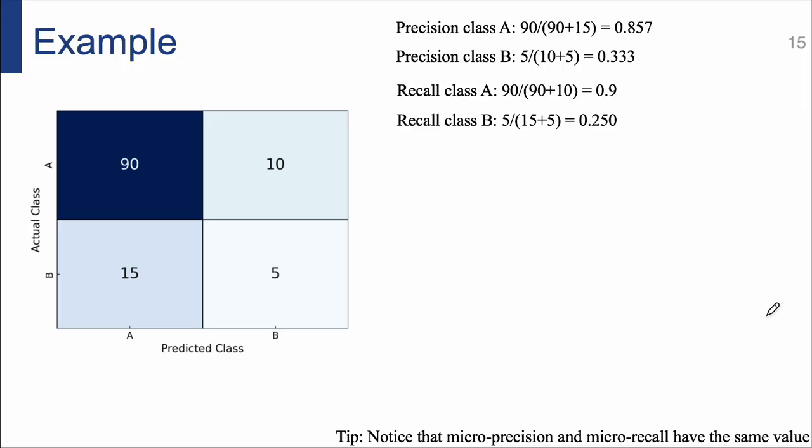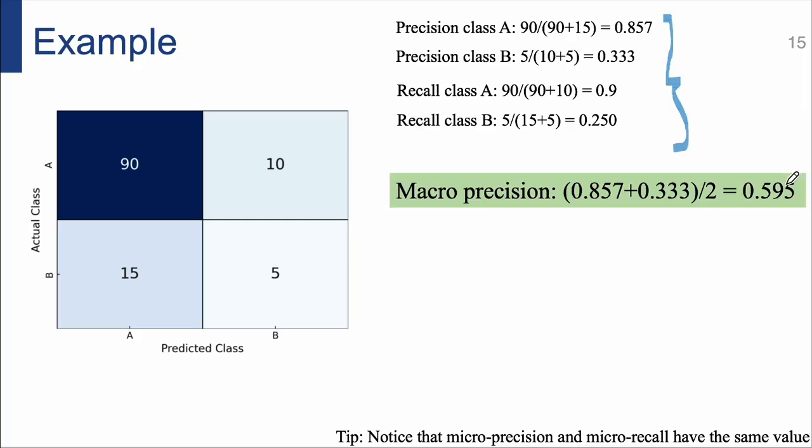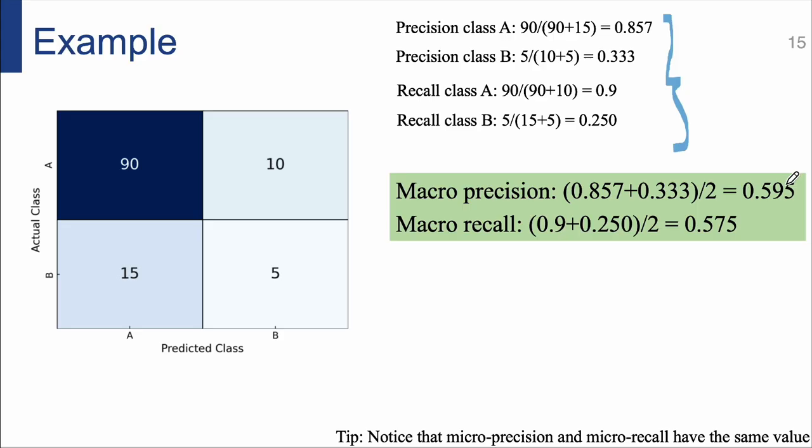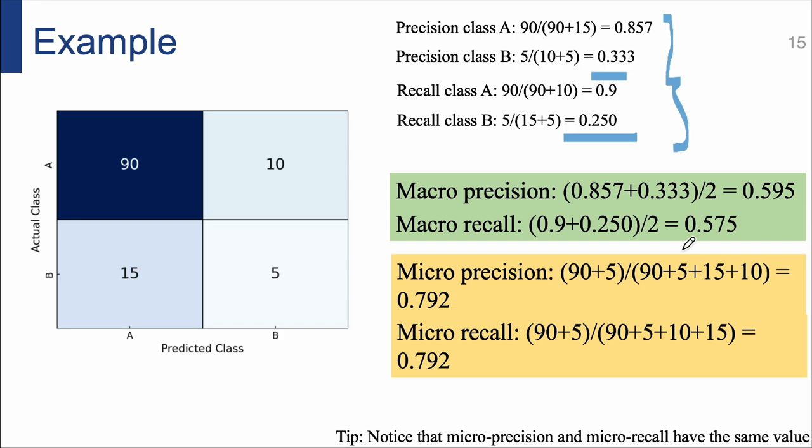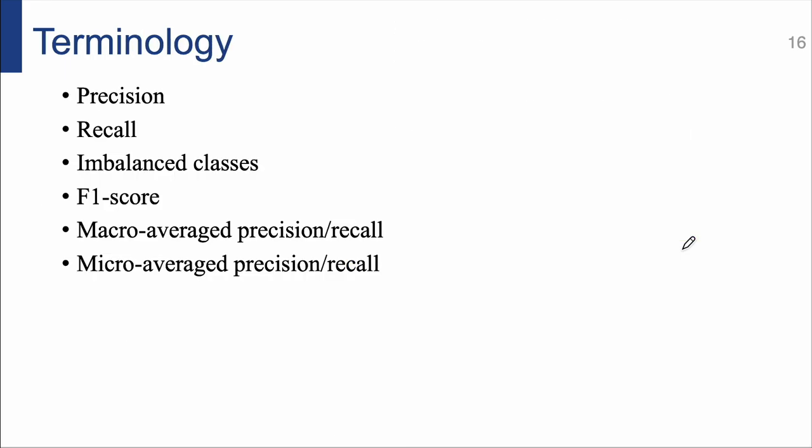For the confusion matrix on the left, we can see on top the precision and recall for classes A and B. The macro precision and recall have low values. This is because the precision and recall for class B are low. Comparatively, the micro precision and recall are higher. And in the slide, you can see the exact calculations.